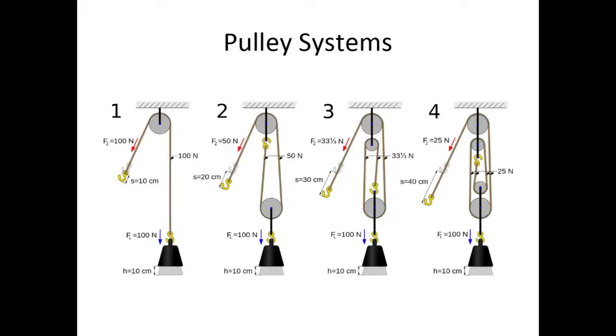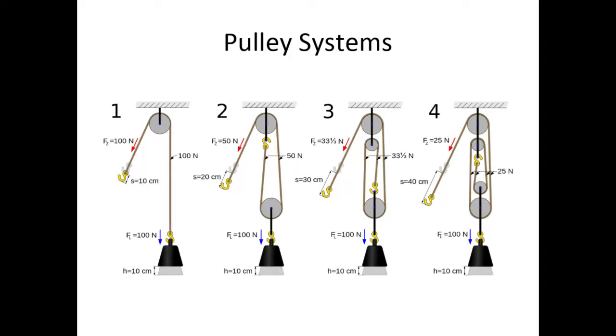So if we look here, selection number 1, we have a 100 newton force, and you have to pull with 100 newtons to lift this. This is just a directional change. So pulley system number 1 is just a directional change. There's no mechanical advantage.